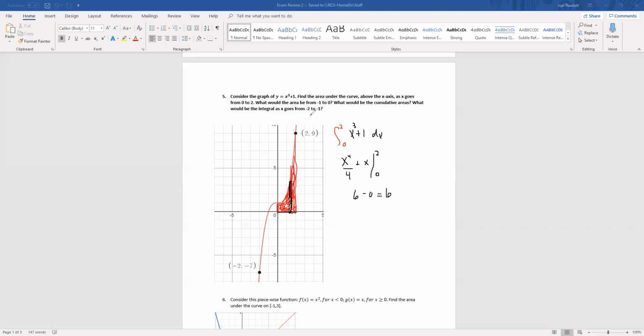And then it says, what would the area be from -1 to 0? Well, that's not going to be too bad, because between -1 and 0, we're just trying to figure out the area of this little purple shaded part here, right? It's above the x-axis, but below the curve. What would that area be? Same process. We're going to evaluate from -1 to 0.